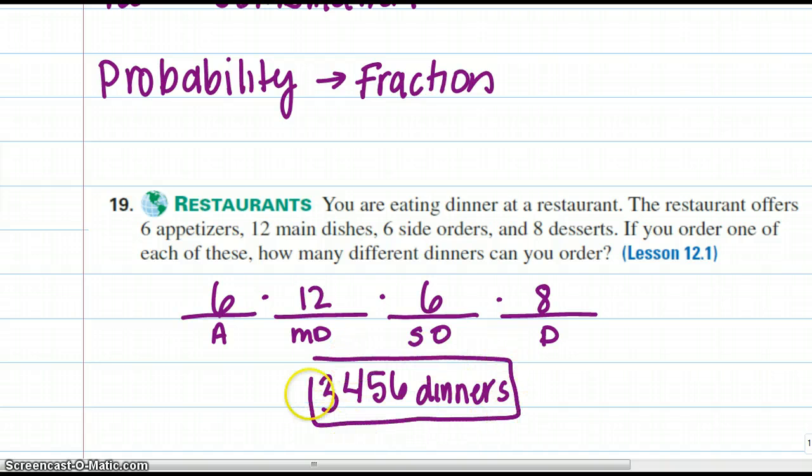Now this is from that day 1 of notes. It was the fundamental counting principle. We just have a different set of events. We multiply all the different possibilities together. This is similar to the type of problems where you are making a password with letters and numbers. So keep that in mind when you're doing your review.